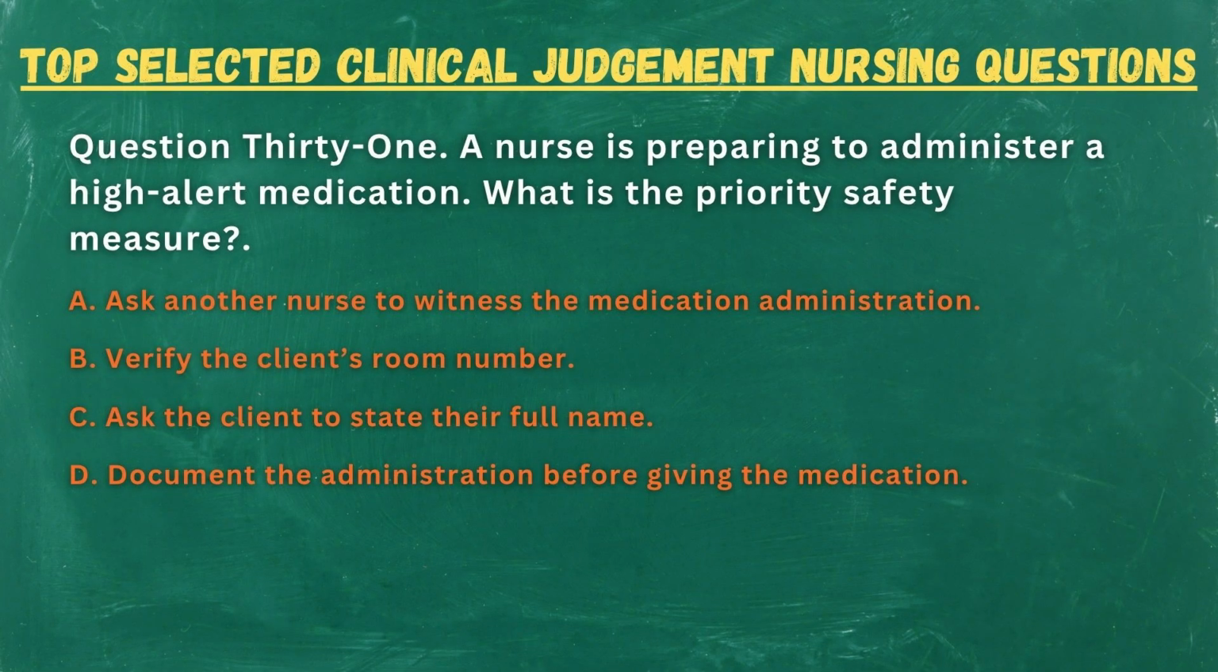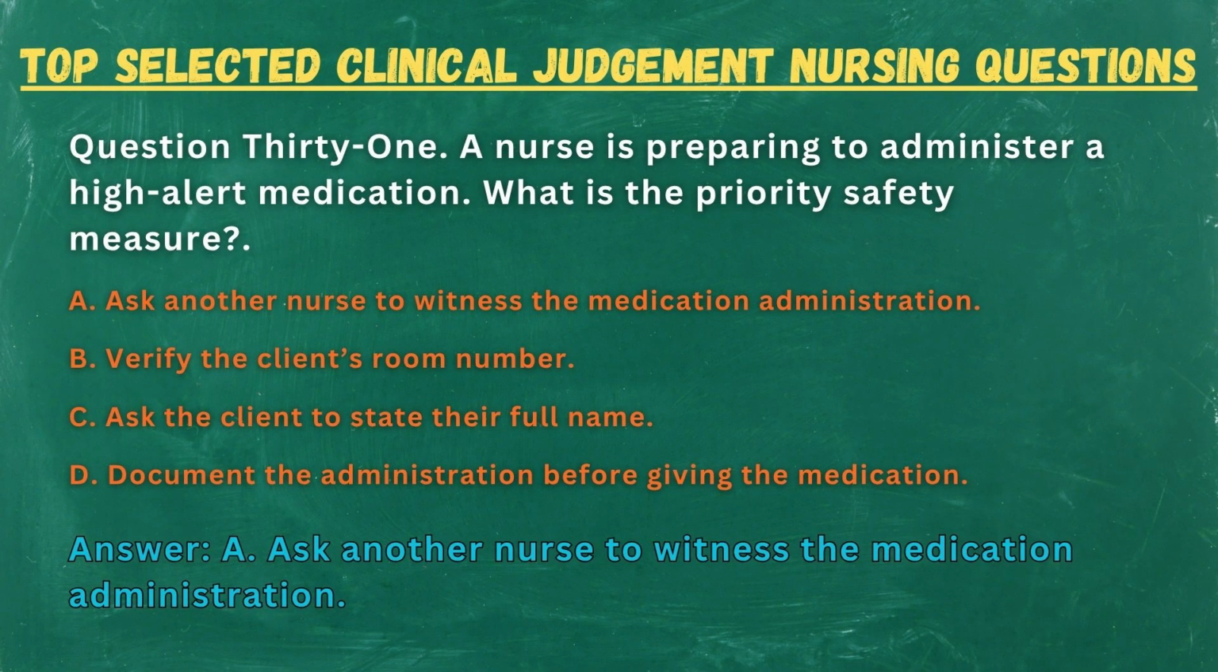Question 31. A nurse is preparing to administer a high-alert medication. What is the priority safety measure? A. Ask another nurse to witness the medication administration. B. Verify the client's room number. C. Ask the client to state their full name. D. Document the administration before giving the medication. Answer: A. Ask another nurse to witness the medication administration.